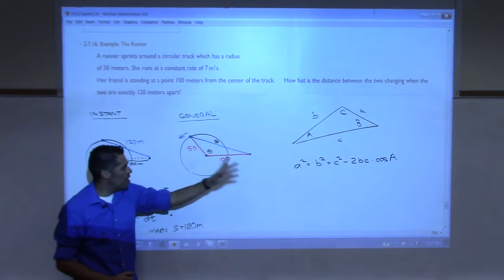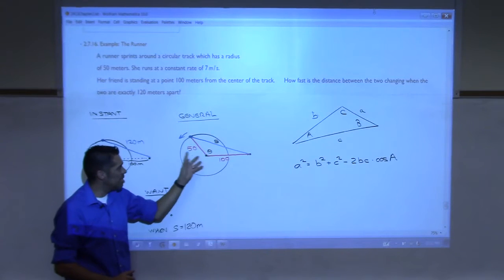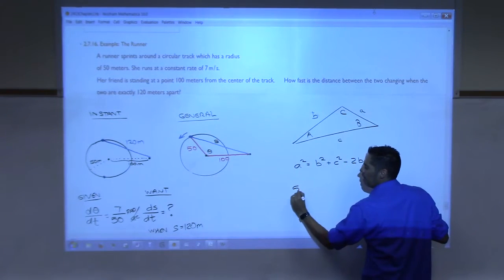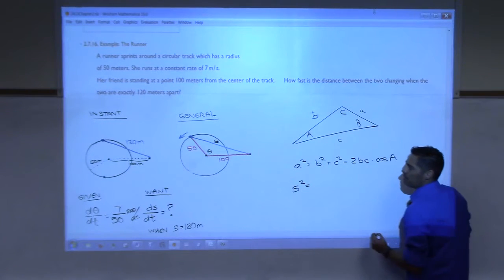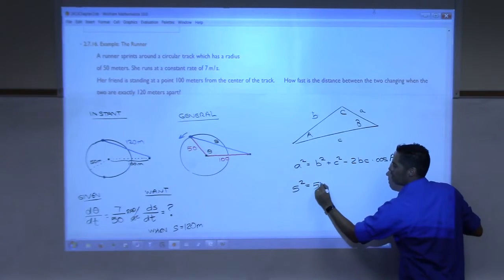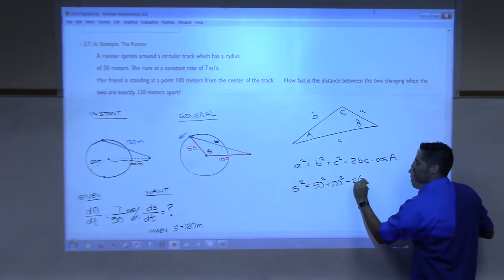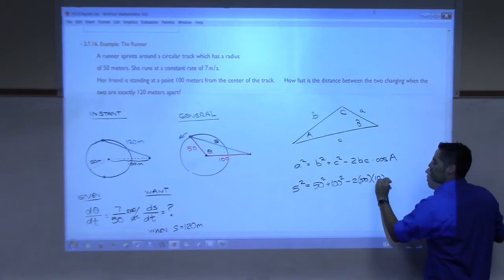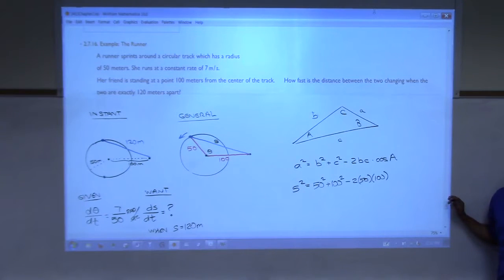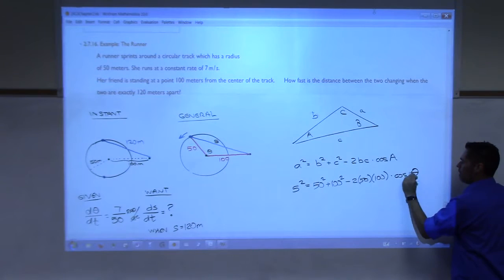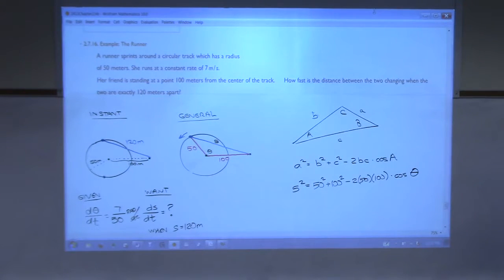So I could use law of cosines to rewrite this to be what? s squared equals 50 squared plus 100 squared minus 2 times 50 times 100, times cosine of theta.